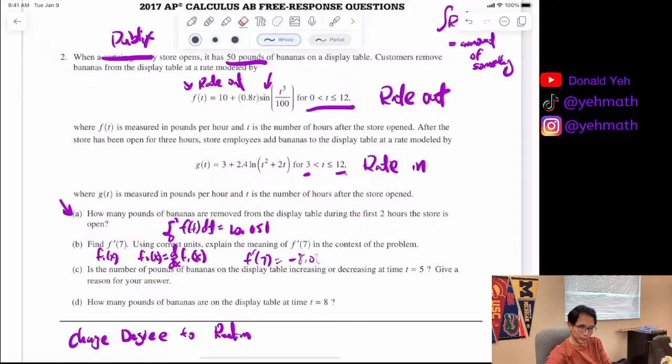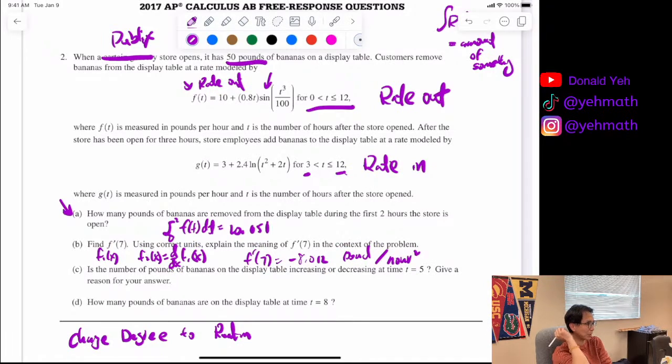Yeah, 1 2. Okay, so this one is going to be pounds per hour squared. Why is it hour squared? It's like meters per second squared. Because this one is a meter, this one is a pound per hour. So if you take another derivative, it's pounds per hour squared.